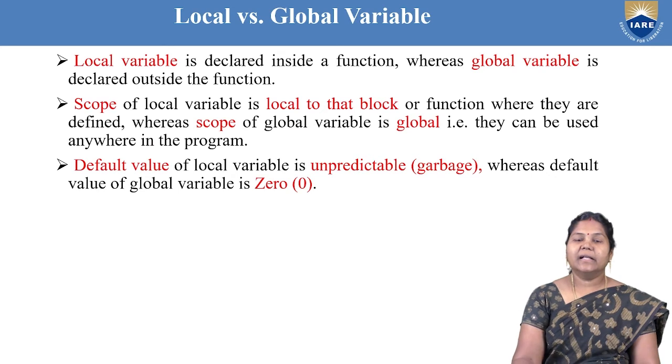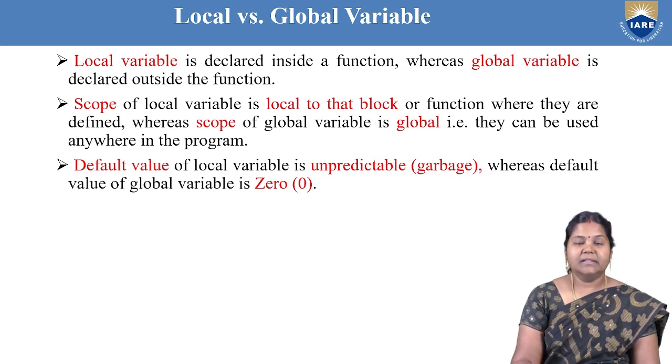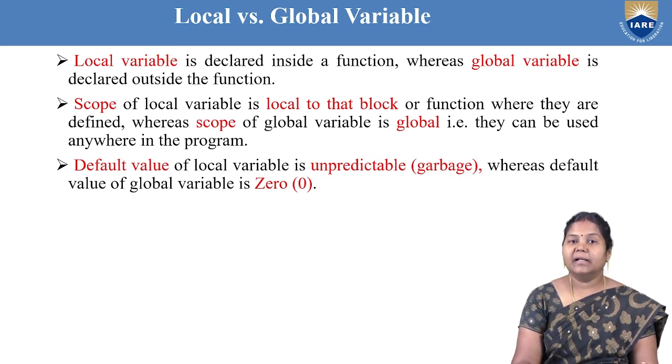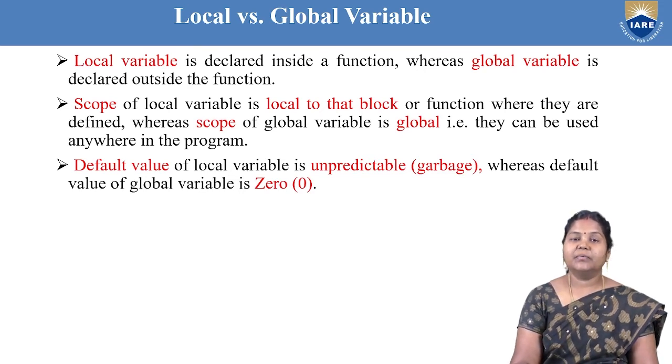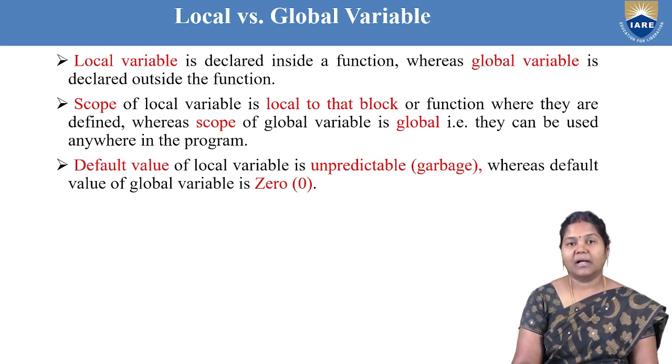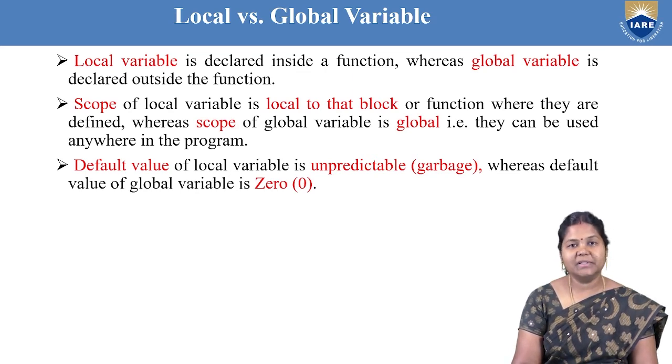Now, let us differentiate between local and global variables. Local variables are declared inside a function, whereas global variables are declared outside of all functions. The scope of a local variable is confined to the block in which it has been declared. But the scope of a global variable is global. That means throughout the program, the variable can be accessed by any function. Then the default value of local variables is normally 0 or garbage, depending on the compiler, whereas the default value of global variables is always 0.